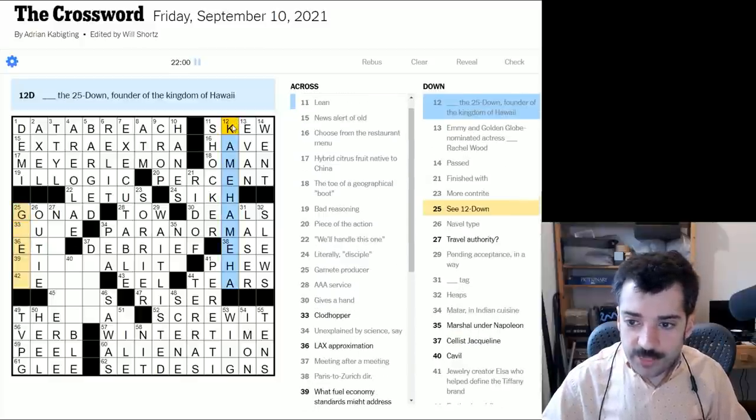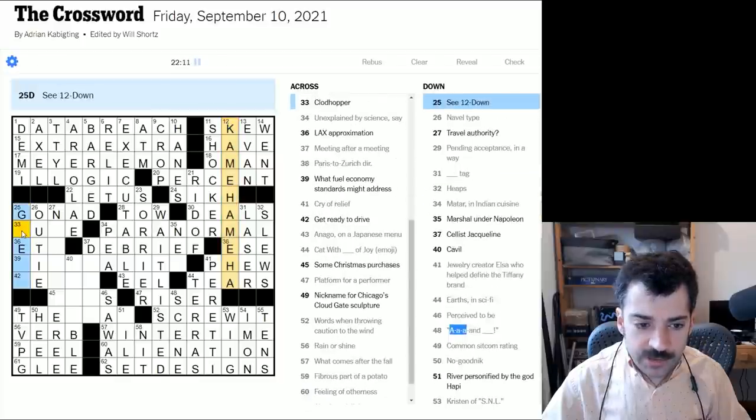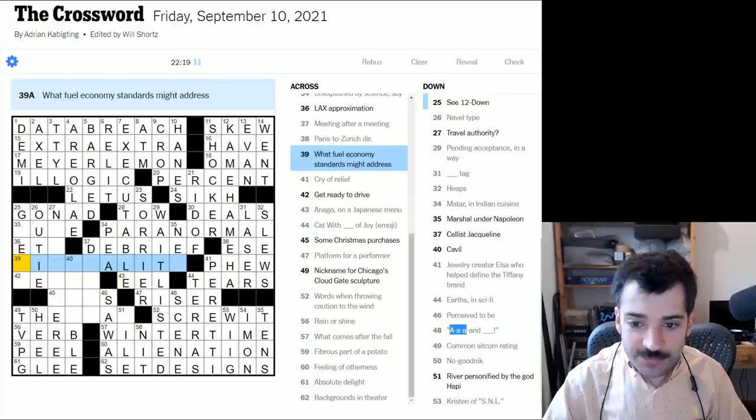I'm going to struggle with this Kamehameha. Sorry, I think I mispronounced that earlier. I might have put two Ks in it. Kamehameha. I'm going to probably not be able to get this until the end, I suspect, which is a little frustrating. So I'll have to do the rest of these. What fuel economy standards might address?